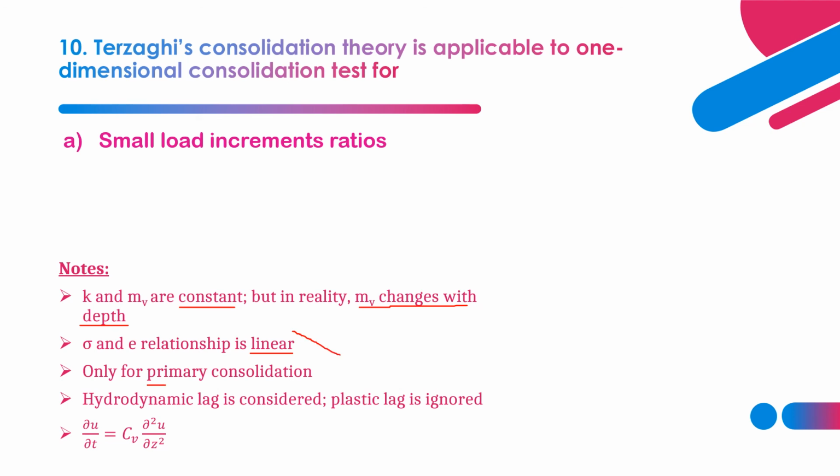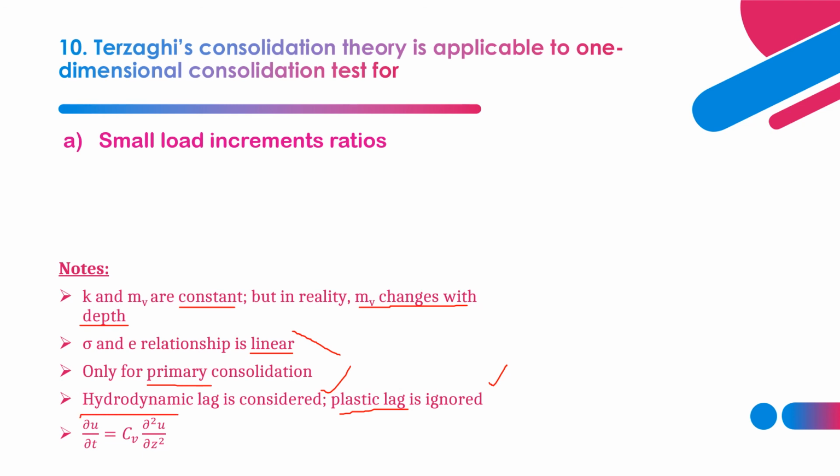And this theory is applicable only for primary consolidation. We have seen in the previous question that consolidation happens in two stages, primary and secondary. But Terzaghi's 1D theory is applicable only for primary consolidation, not for secondary. That is plastic readjustment, which is not applicable in Terzaghi's 1D theory. Hydrodynamic lag is considered, but plastic lag is ignored. So this is synonymous with secondary consolidation. Plastic readjustment is ignored, so it is only applicable for primary consolidation, that is, when excess pore pressure is 0.